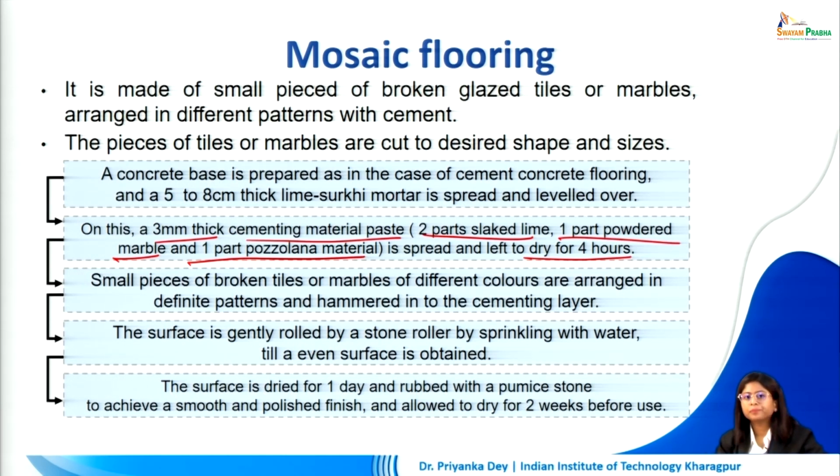Once the small pieces of tiles are placed, we roll this with a stone roller, sprinkling it with water until we get an even surface, and then the surface is left to dry for 1 day. Finally, we rub it with pumice stone to achieve a very smooth and polished finish, and we allow that to rest for about 2 weeks before we start using this space.